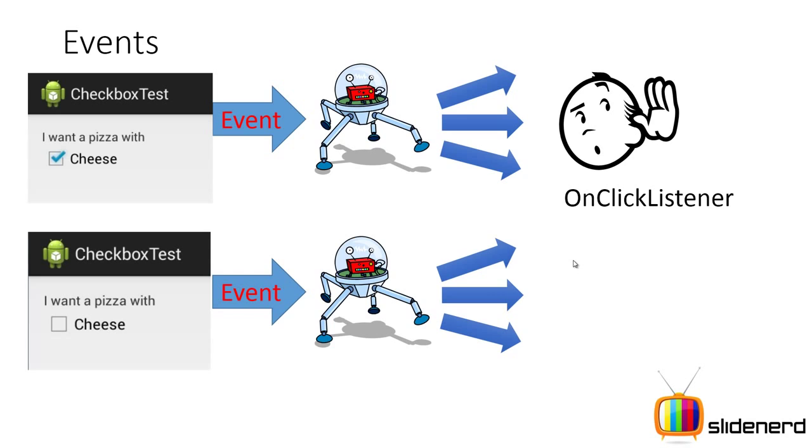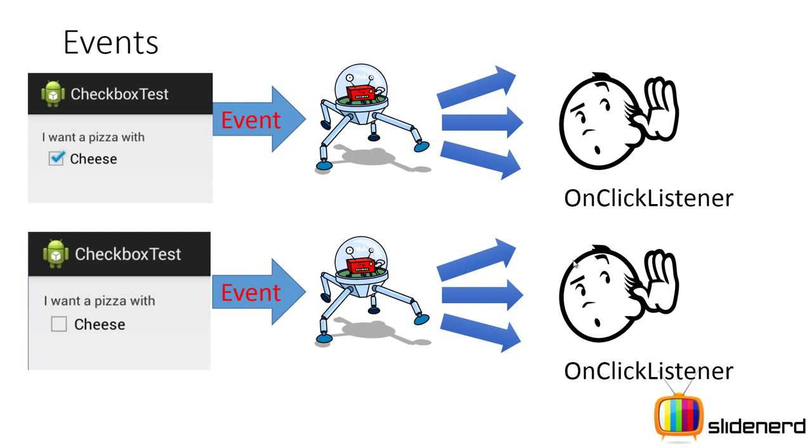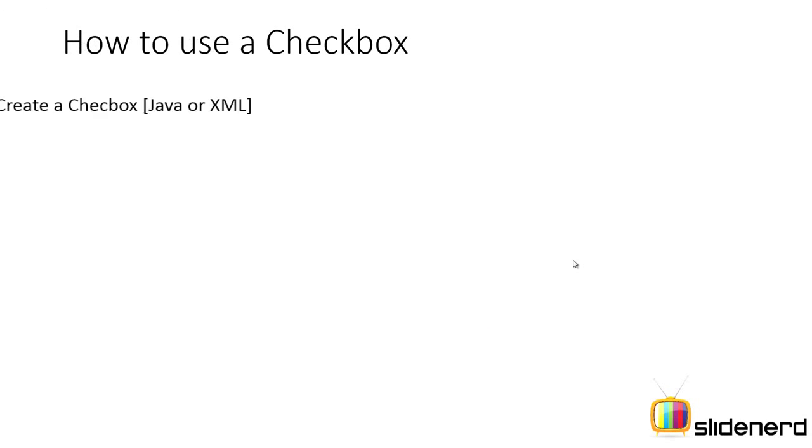So now we'll see exactly how we can use this on-click listener. You guys remember this, the onClick method where we can define our code to decide what to do when the checkbox is selected or unselected. So let us see the steps involved in using a checkbox and then jump to Android Studio and get a simple example running. First step, create a checkbox.